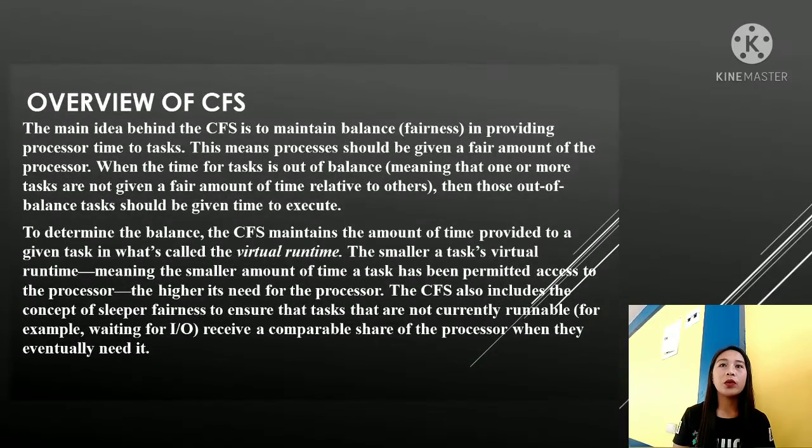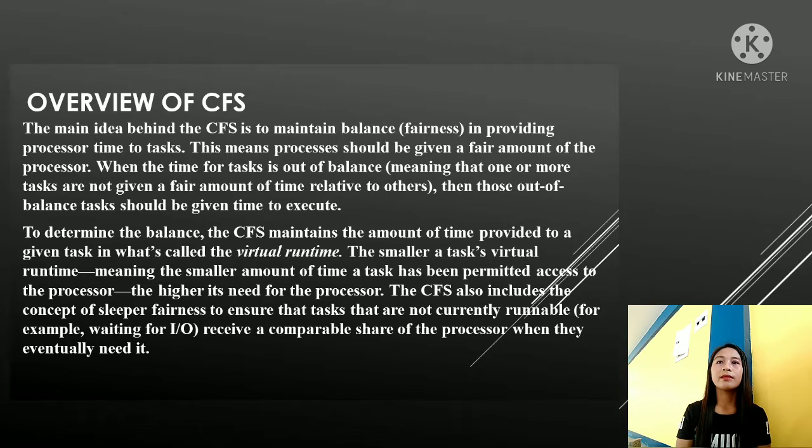Next is the overview of CFS. The main idea behind the CFS is to maintain balance or fairness in providing processor time to tasks. This means processes should be given a fair amount of the processor. When the time for tasks is out of balance, meaning that one or more tasks are not given a fair amount of time relative to others, then those out-of-balance tasks should be given time to execute.